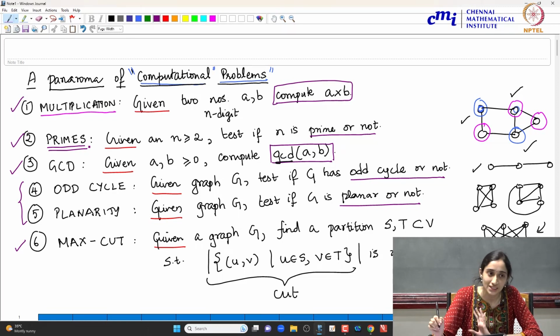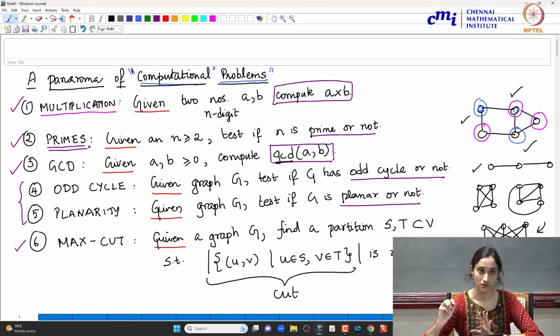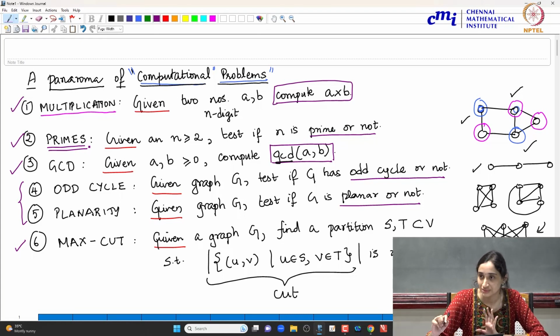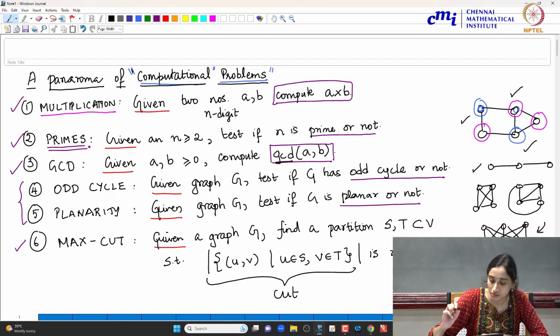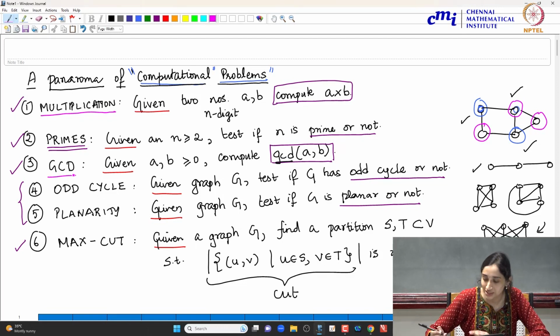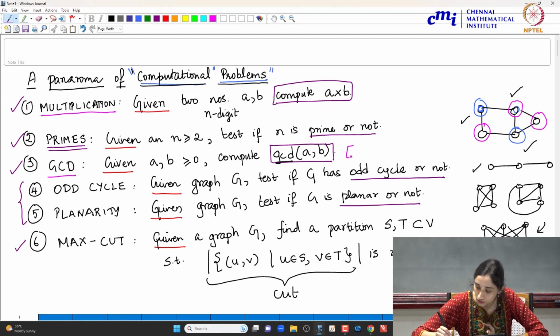So it's not a priori clear if this problem can be efficiently solved. Probably there is something that we don't know, but the straightforward algorithm does not work. GCD, maybe you should go back and check. What is the usual procedure to do GCD? Euclid's algorithm. So maybe you can go back and check.